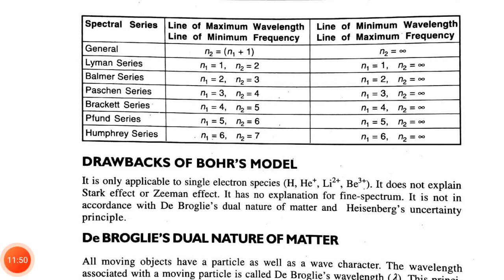Paschen series: n1 is equal to 3, n2 is equal to 4; n1 is equal to 3, n2 is infinity. Brackett series: n1 is equal to 4, n2 is equal to 5; n1 is equal to 4 and n2 is equal to infinity. Pfund series: n1 is equal to 5, n2 is equal to 6; n1 is equal to 5, n2 is equal to infinity. Humphreys series: n1 is equal to 6, n2 is equal to 7; n1 is equal to 6, n2 is equal to infinity.